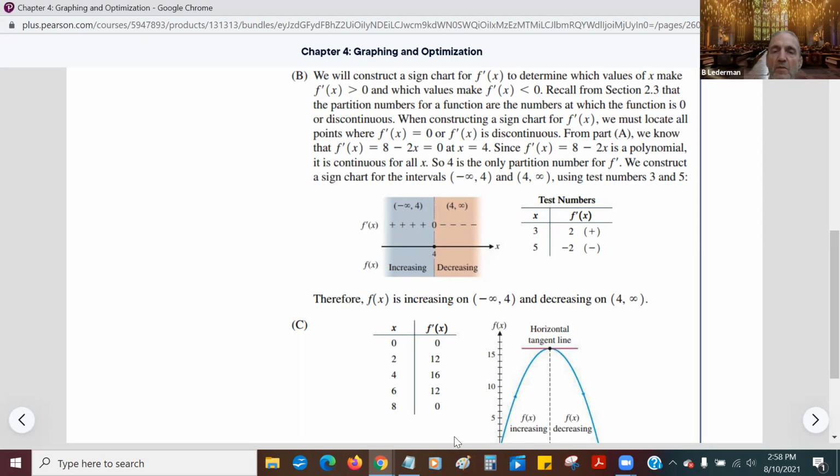Now positive means that it's going up, up, up, and negative means it's going down, down, down, and it reaches its top when x equals 4. Now, if x equals 4, what does y equal?